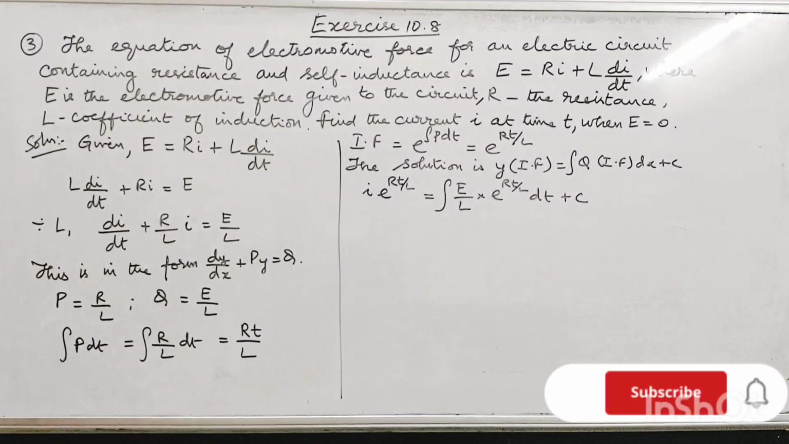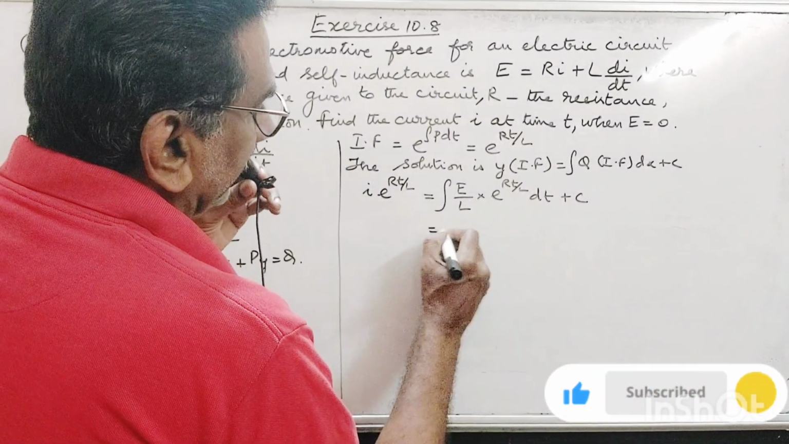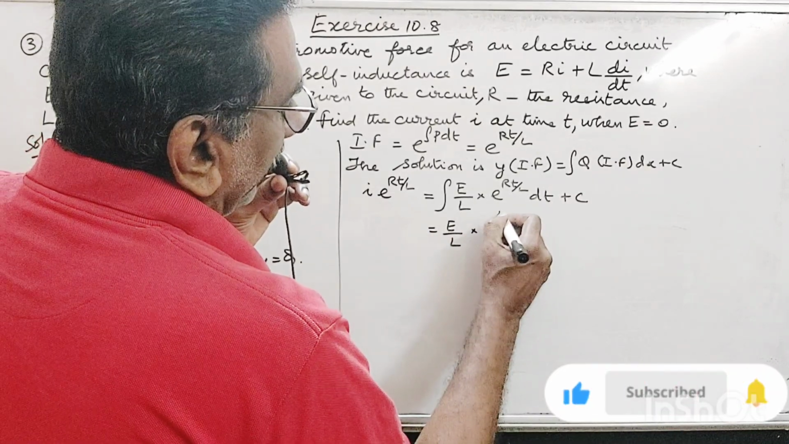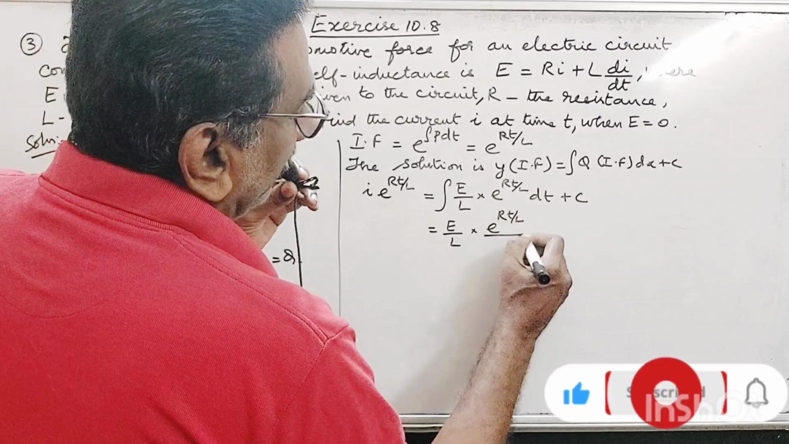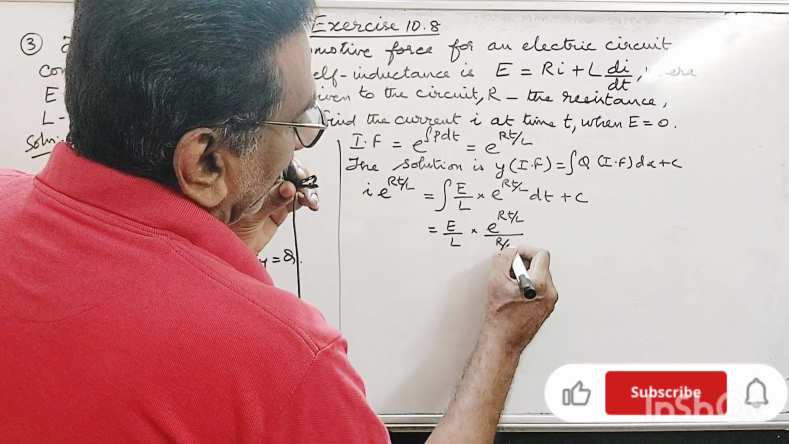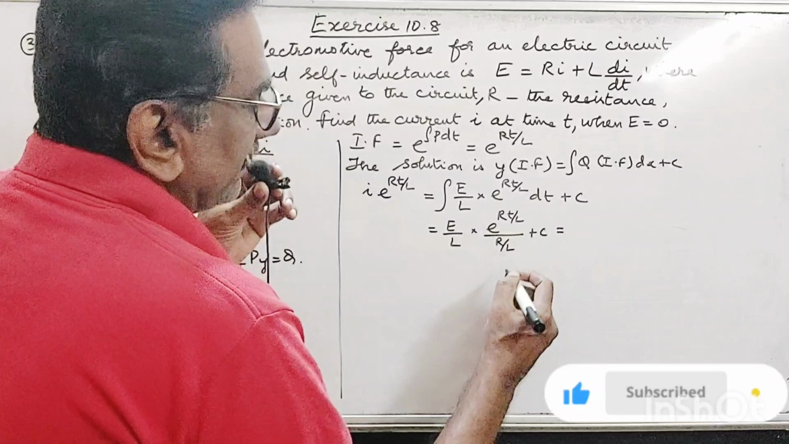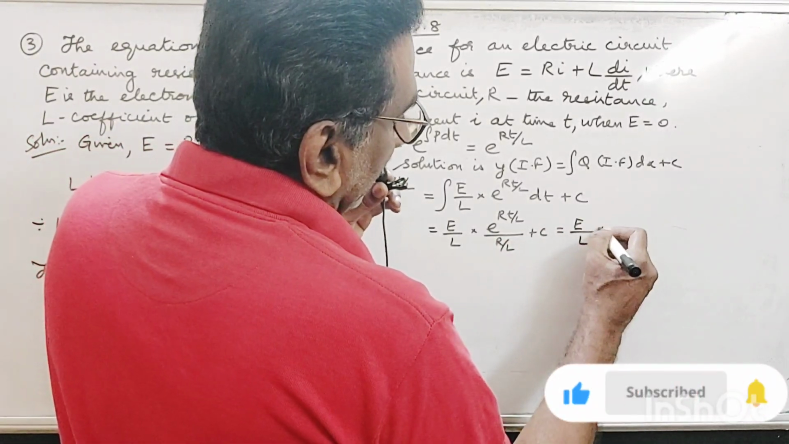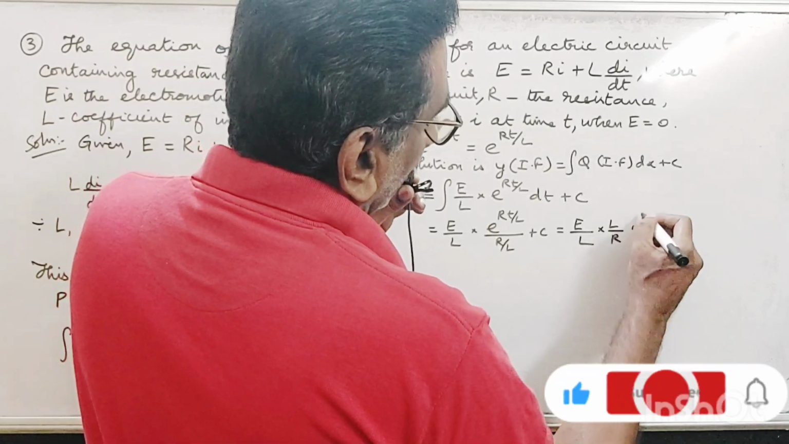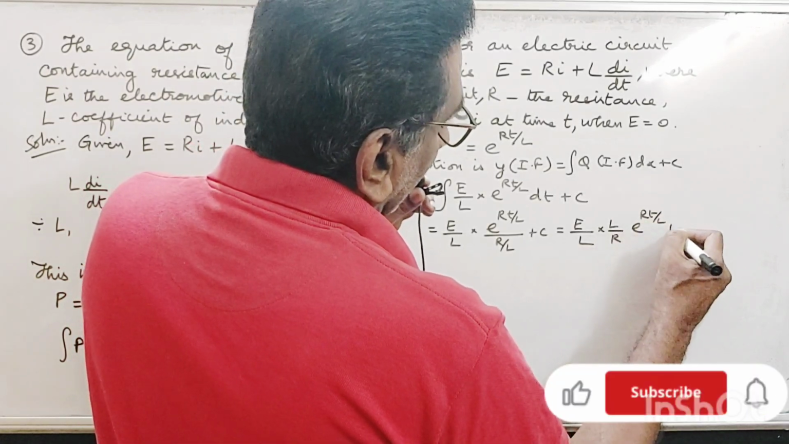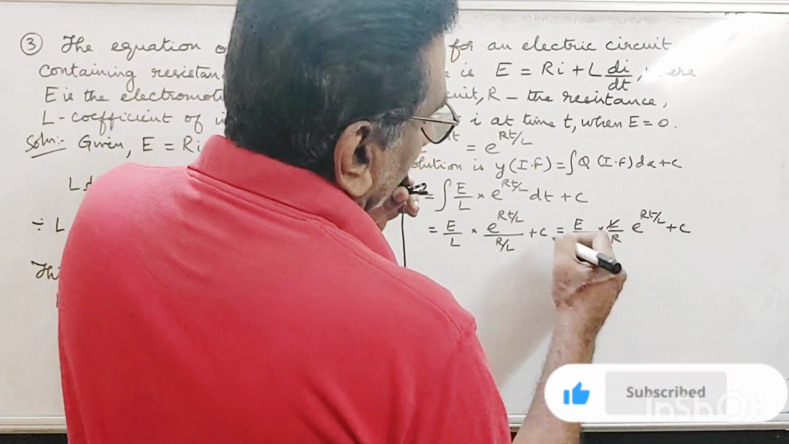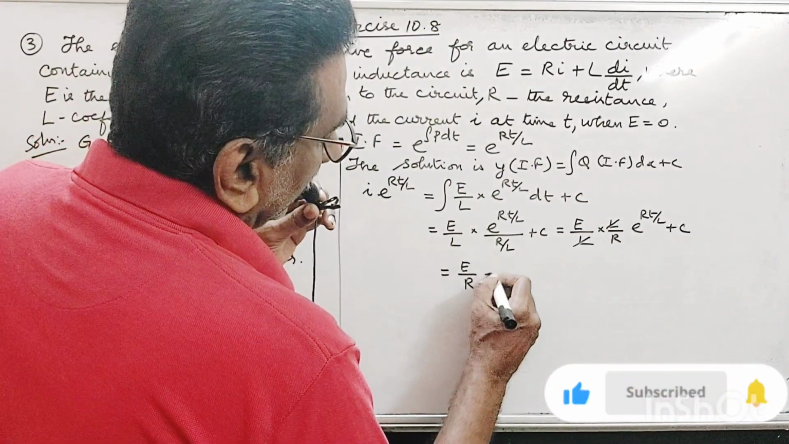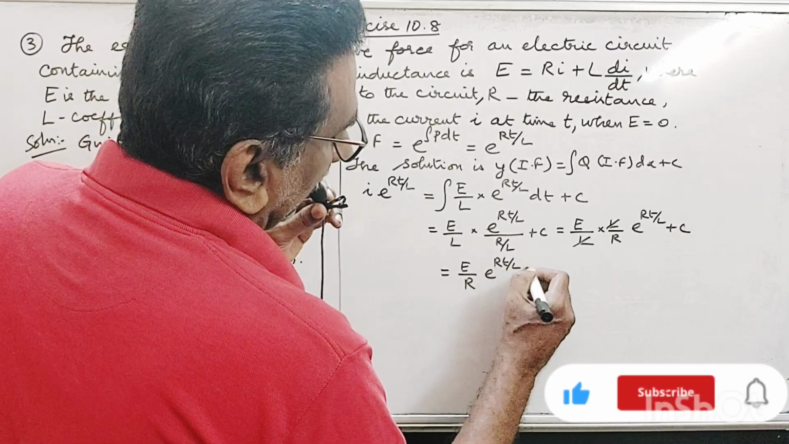Now I am going to integrate this. E by L is a constant. Here it is e power Rt by L whole divided by R by L, plus c, which is equal to, taking the reciprocal, E by L into L by R into e power Rt by L plus c. Here L gets cancelled. Now this is equal to E by R, e power Rt by L plus c.